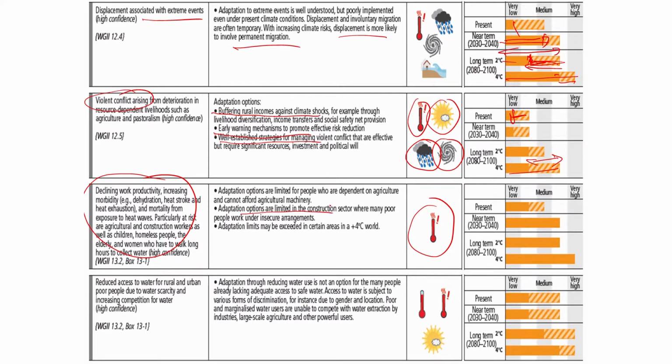Adaptation options are also limited in the construction sectors, and adaptation limits may be exceeded once you reach 4 degree centigrade warming. So, the adaptation options are basically non-existent once you go beyond, which means the mitigation cost will keep going up. How do you protect farmers? How do you protect construction workers and so on? Reduced access to water for rural and urban people. So, there are several adaptation options. Risks are right now on the low end, and adaptation options are available.